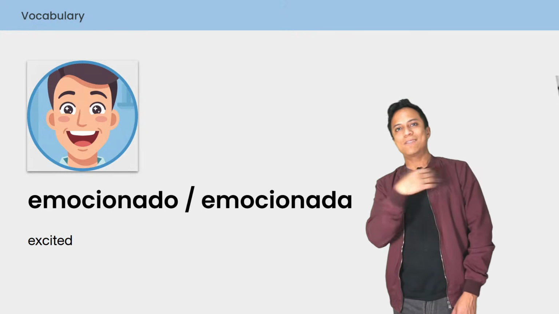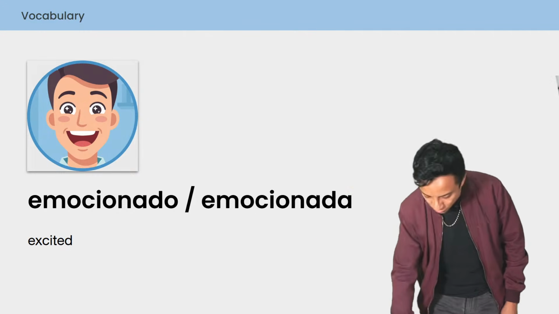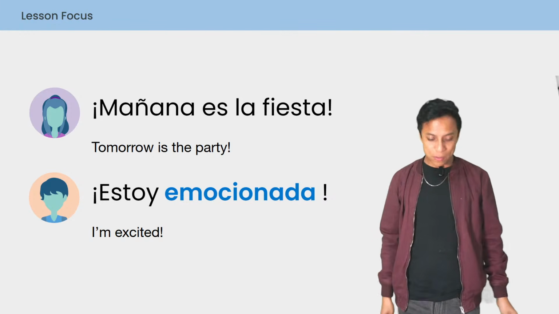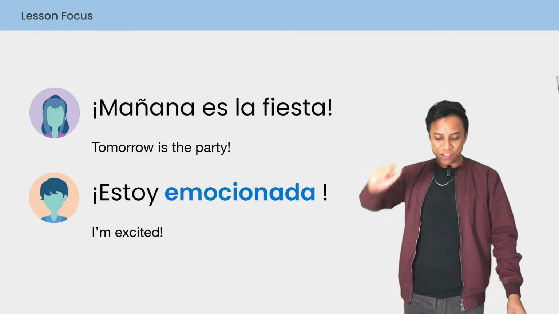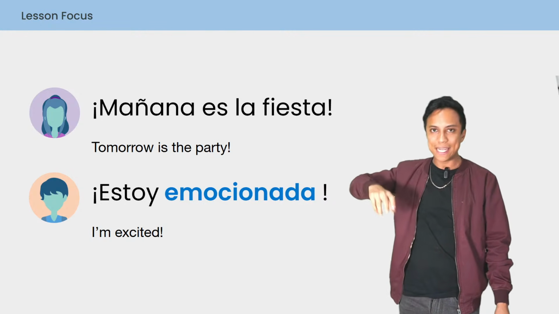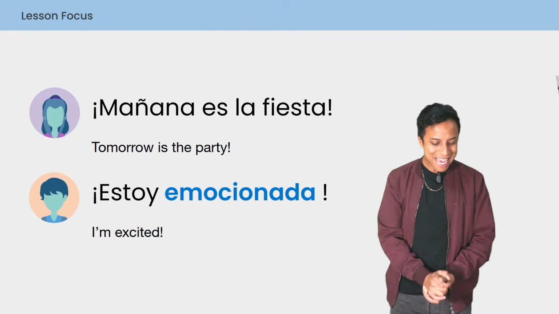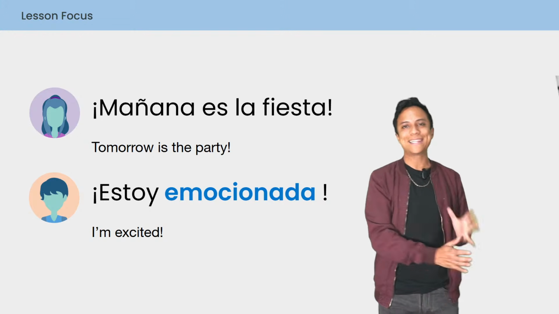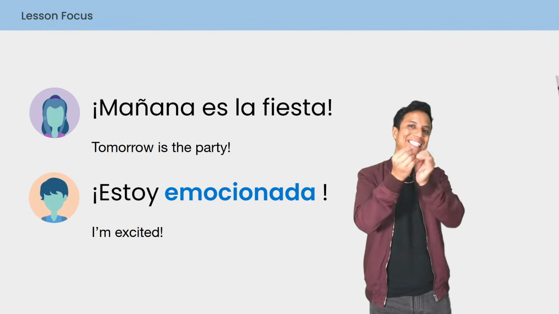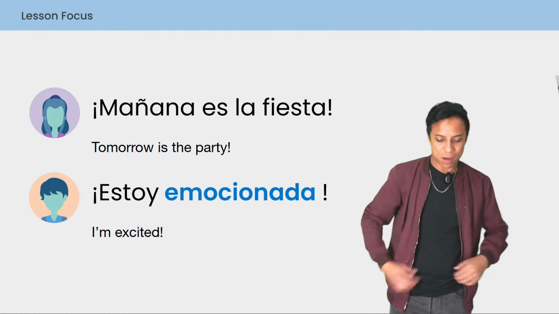Feliz and triste, they won't change according to the gender, but these ones will do. So, for example, mañana es la fiesta, tomorrow we have the party, tomorrow is the party. Estoy emocionada. I'm excited. Let's not use excitada or excitado, which could sound like the direct translation of excited. That's a false friend. Eso es un amigo falso.